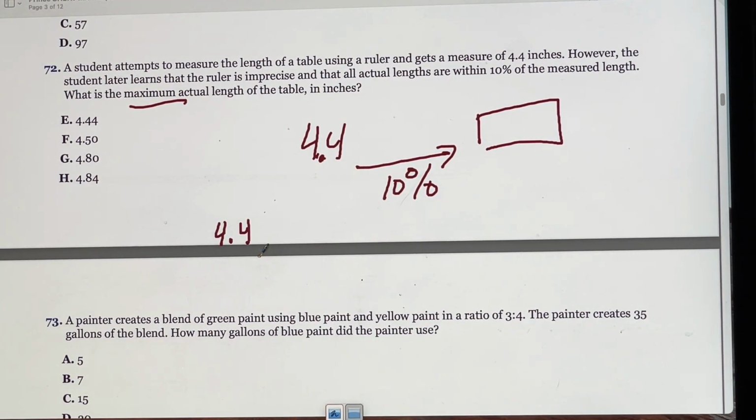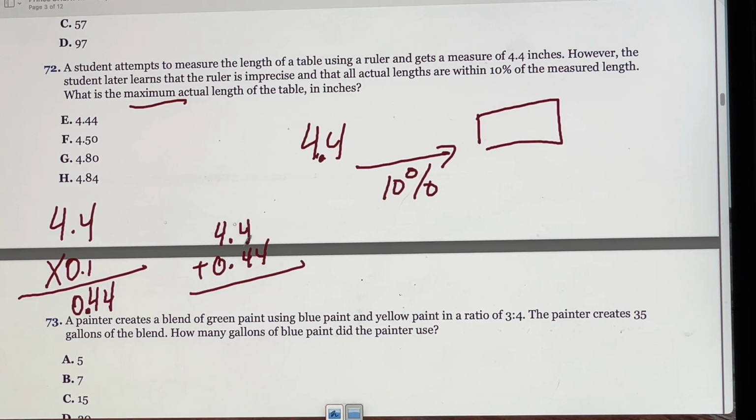So you can take 10% of 4.4, multiply 4.4 by 0.1, which is 10%, right? And then add it to 4.4. If you do that, you get 2 decimals: 1 times 4 is 4, 1 times 4 is 4 again, 0.44, and you add this to what you had measured, and you get 4.84.